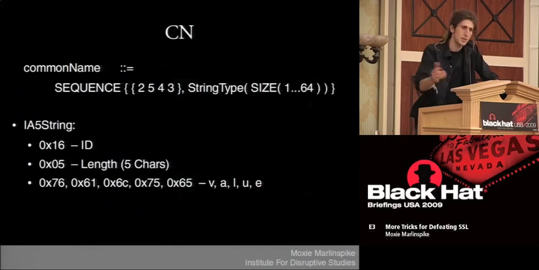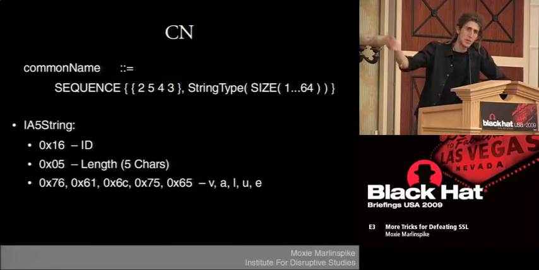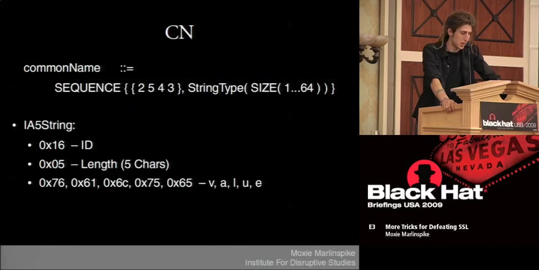What is a common name, right? X509 is an ASN.1 formatted deal. So this is the ASN.1 format for the common name field. It's straightforward. There's a sequence that identifies this as a common name, and then there's a string type that actually holds the value. X509 supports many different string types, but the simplest version is something like an ASCII string, an IA5 string.